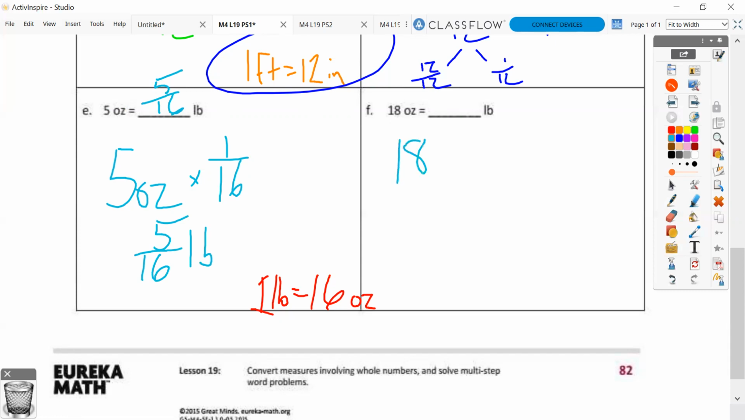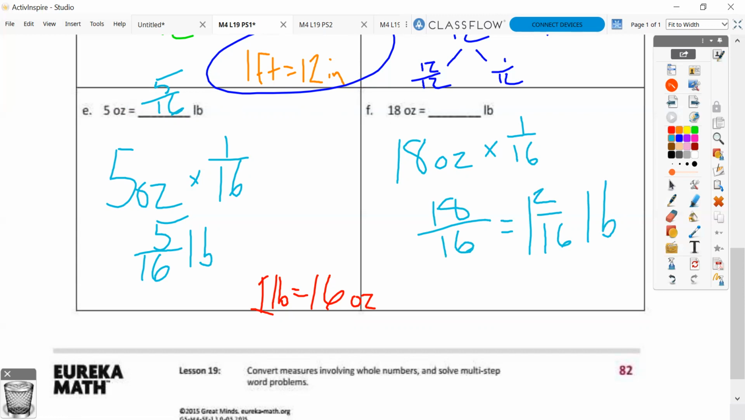Now we have 18 ounces. We're going to multiply that by 1/16 because we're trying to figure out how many parts of the whole we have. And then when we multiply that out, that creates 18/16, which would be, again, if I think about number bonding that, I can take 16/16 away. That's 1 whole. And that would give me 2/16 left. And that would be 1 2/16 of a pound. So 18 ounces is 1 pound and 2/16.